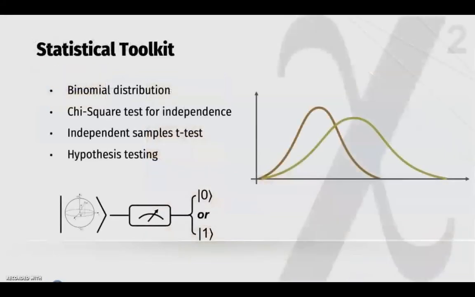In the statistical analysis engine of QSharpCheck, we have used different statistical concepts and methods such as binomial distribution, chi-square test for independence, independent samples t-test, and hypothesis testing. Chi-square test for independence is specifically used to check the entanglement of two qubits. T-test is particularly used to test the equality of the status of two qubits.